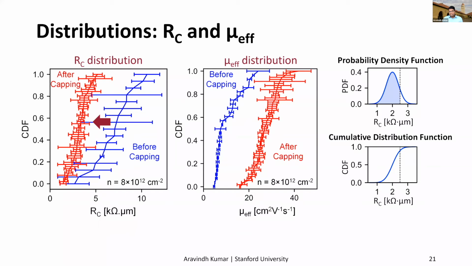And the effective mobility is plotted on the right. The mobility improves as well. And the reason for this is that the capping process protects the channel during the testing, as well as it removes the adsorbates on the channel like moisture and oxygen molecules during the capping process.